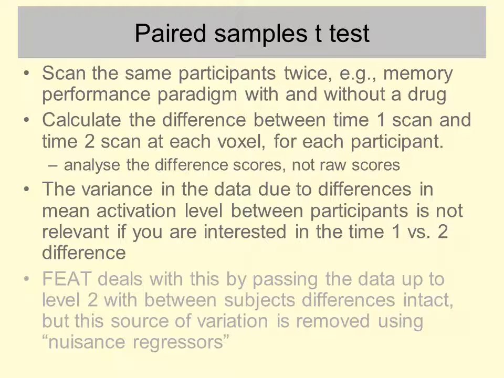So the variance in the data due to differences in mean activation level between participants is not relevant to you here in the same way as it is if you are doing the independent groups design, where you'd have to take that into account. You're just interested in time 1 versus time 2 within participants, if you like. This is dealt with in FEAT by passing the data up to a second level with those between subject differences still present, but then modelling it out or removing it using what you might call nuisance regressors.